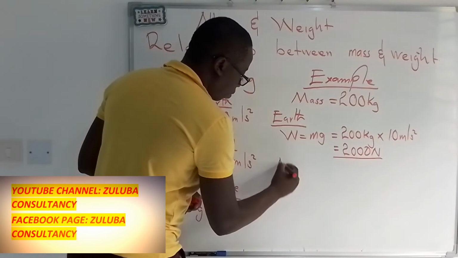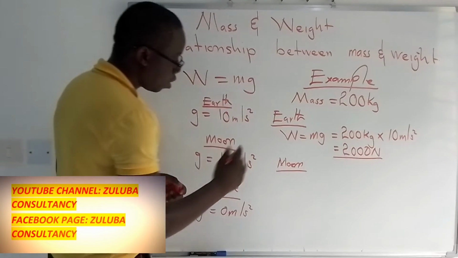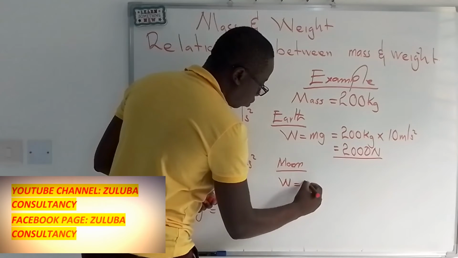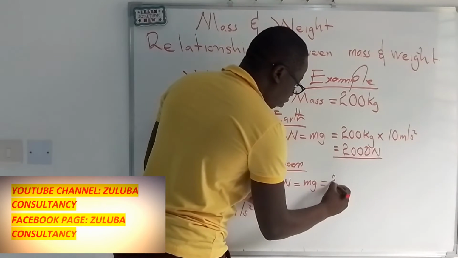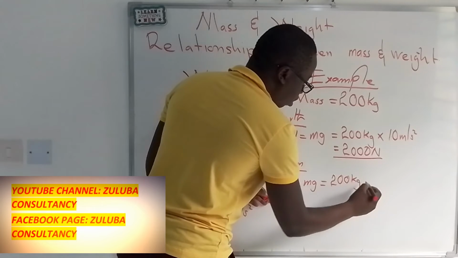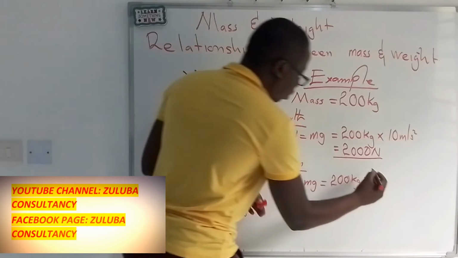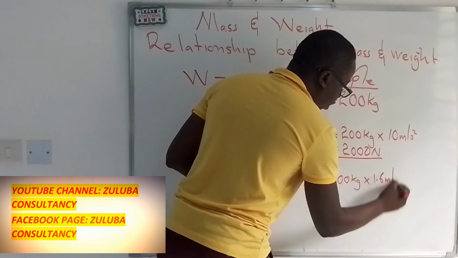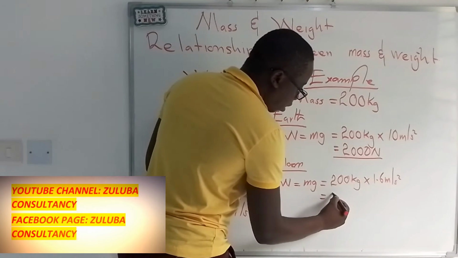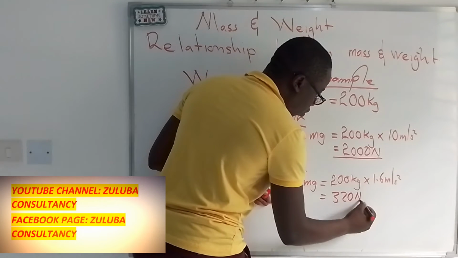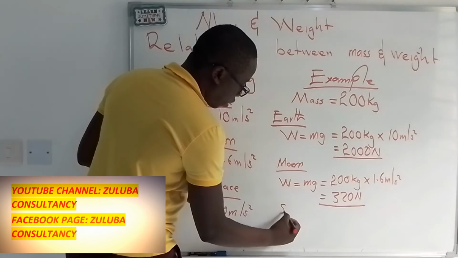What of on the Moon? On the Moon, what will be the weight of this object? Remember, the formula is weight is equal to mg. So the mass of this object is 200 kg. We are multiplying it with the acceleration due to gravity on the Moon, which is 1.6 meters per second squared. What will be the answer? We will get 320 newtons.